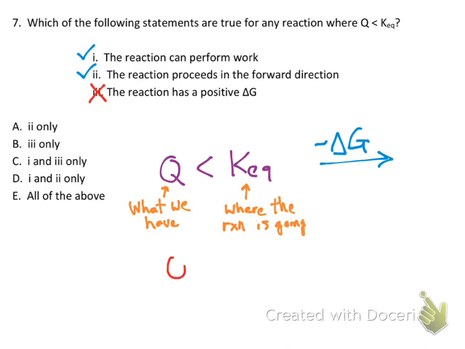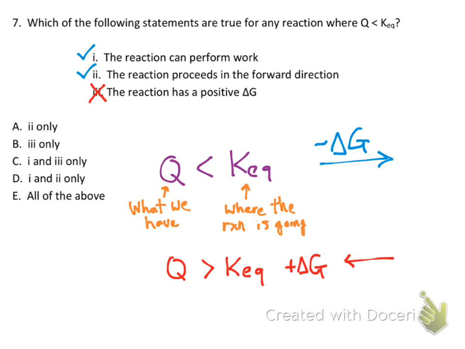Now, if Q was greater than KEQ, that means the product-reactant ratio that we have would be greater than the product-reactant ratio that we want. In that case, a reaction, as written, would have a positive delta G, could not do work as written, and would instead proceed spontaneously to the left to make more reactants.